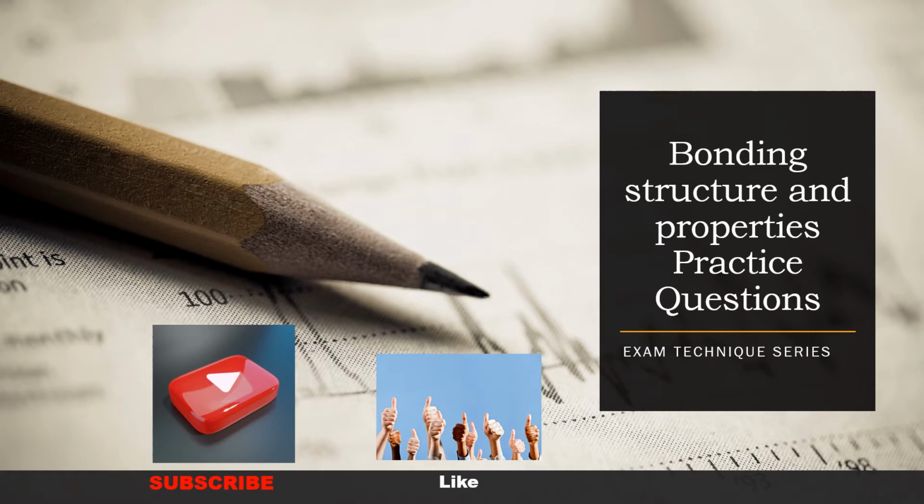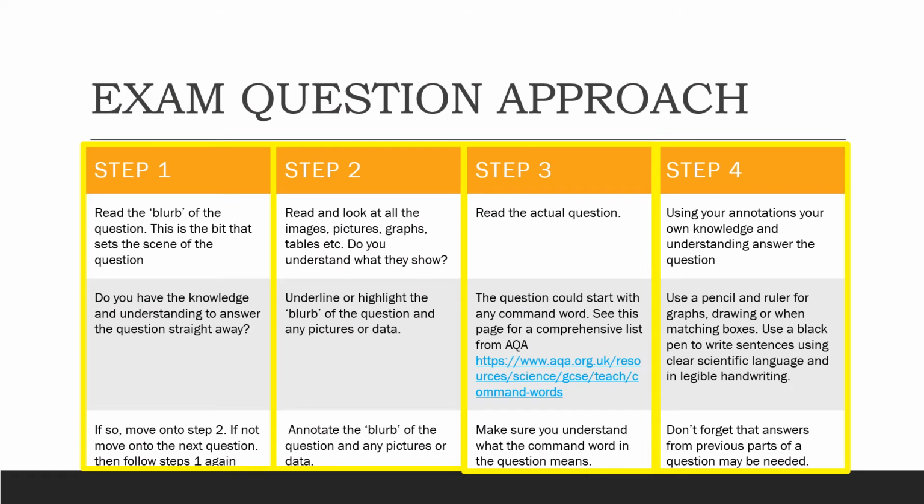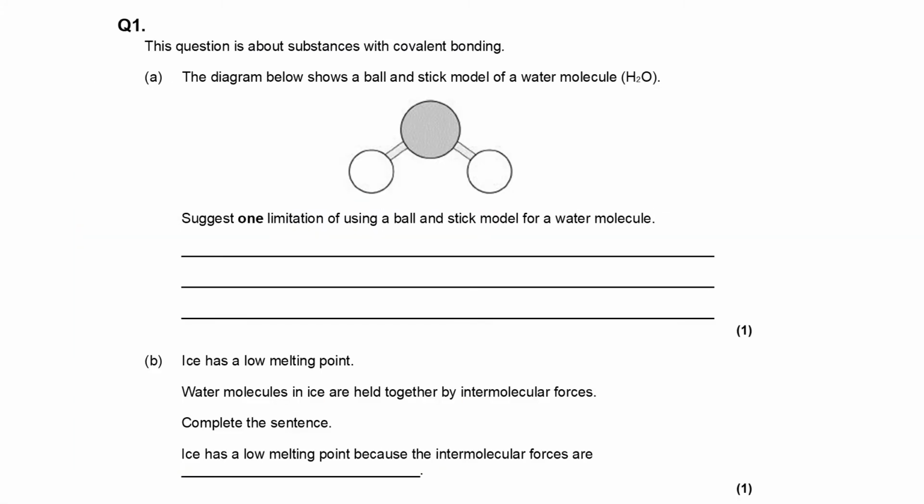I'm not going to read through the exam question approach because I've done that several times in many videos, but if you want to have a closer look, pause the video at this point so that you can read it. Right, so looking at question 1, we can see this question is about substances with covalent bonding, and straight away I'm thinking shared electrons.